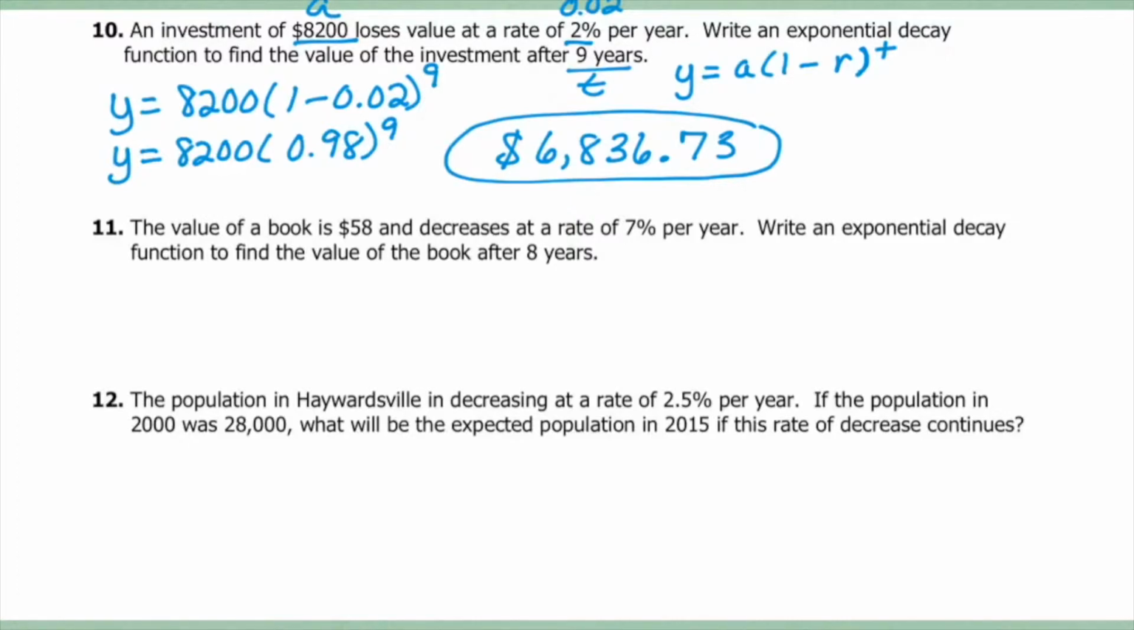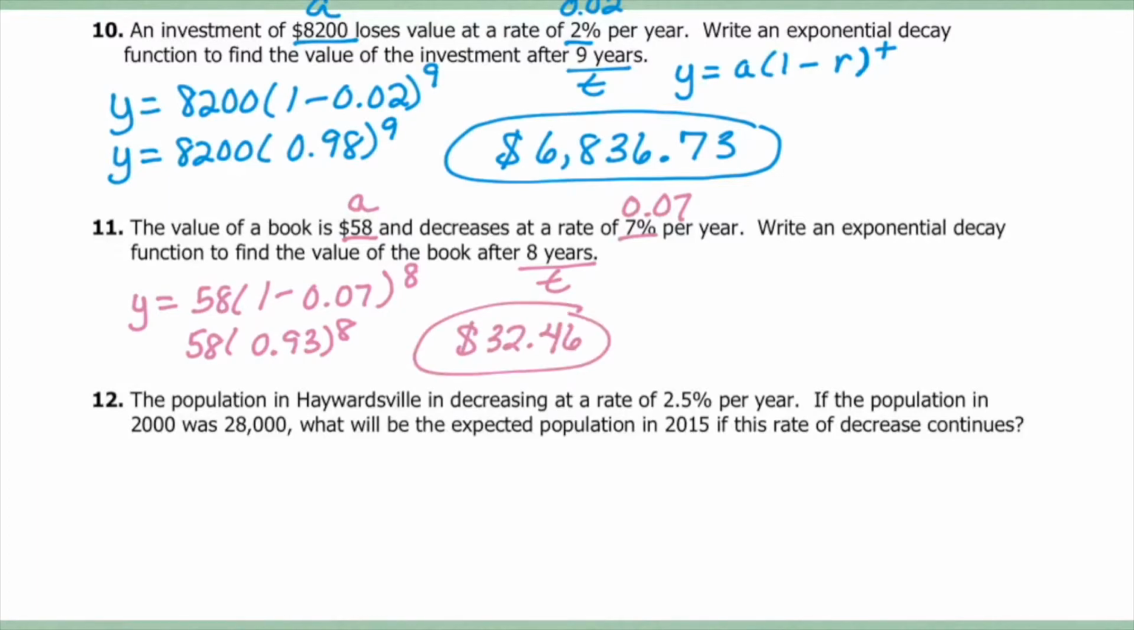Number 11, we bought a book for $58. It decreases at a rate of 7% per year. Write an exponential decay function and find how much the book will be valued after 8 years. All right, so A is our $58 that we paid originally. 7% will be converted to 0.07, and 8 will be T. So we plug that in where it goes, subtract 0.07 from 1, get 0.93, raise it to the 8th power, and times it by 58. So the book will be worth $32.46, when you round up, after 8 years.